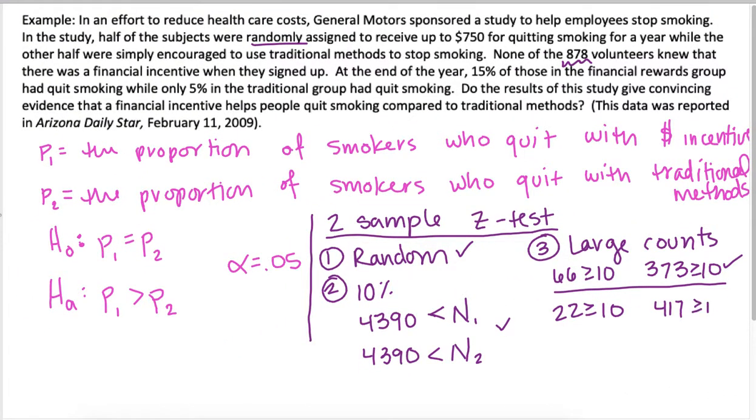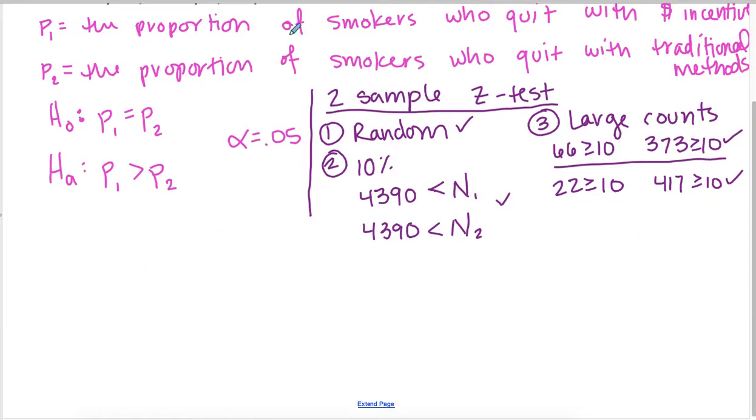And that, I mean, again, it's an addictive substance. So in this group, they did have some success. And right now we're seeing a difference. 66 compared to 22, 15% for the first group and only 5% for the second group. Is that 10% difference significant? Well, let's run a test to figure it out now that we've met all the conditions.